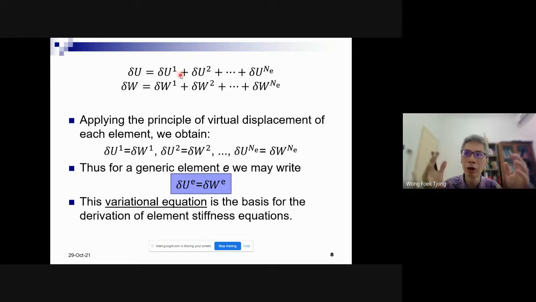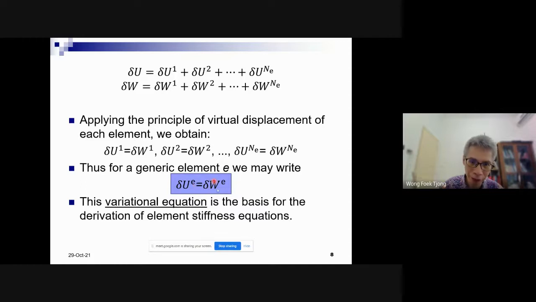If the whole structure is in equilibrium, each element also should be in equilibrium. Otherwise, the whole structure is not, right? For example, if some one element is not in equilibrium, of course, the whole structure also is not in equilibrium. So if each element is in equilibrium, of course, the principle of virtual displacement we can apply for any element: element 1, element 2, element n. In other words, we have this equation for each element, the principle of virtual work equations for each element.